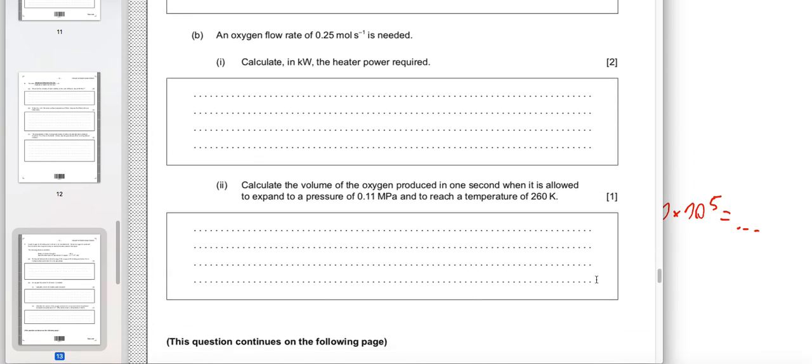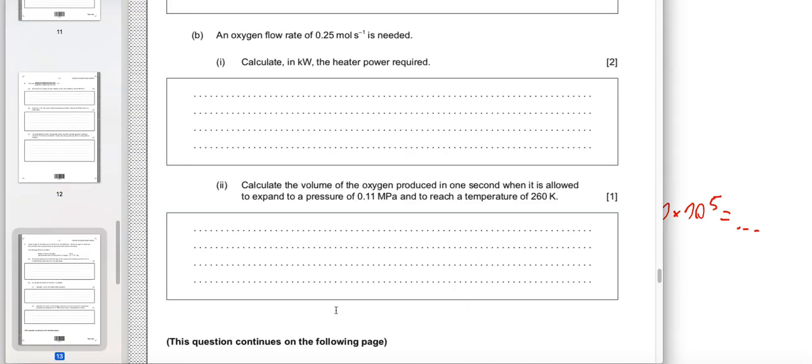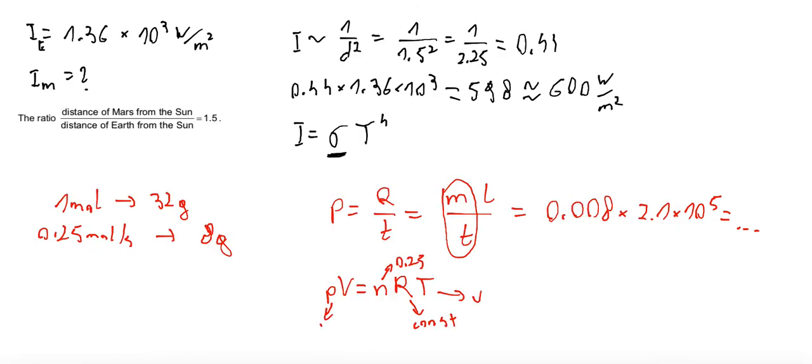And next one: calculate the volume of the oxygen produced in 1 second when it is allowed to expand to a pressure of 0.11 megapascals and to reach a temperature of 260 kelvins. So PV equals nRT. In 1 second we have 0.25 moles. This is constant, this is given, this is also given. So there is only one unknown, the volume. So by using this equation.